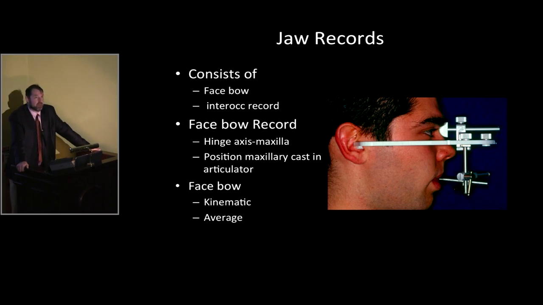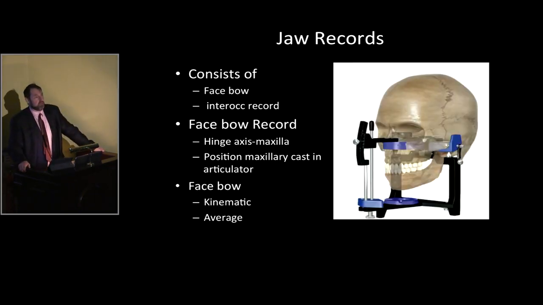What the facebow record does is it relates the hinge axis to the maxilla. In other words, it positions the maxillary cast in the articulator. You should be aware there are two sorts of facebow. There's a kinematic, very accurate facebow, but not used generally or frequently. And there's the average facebow, which is probably what you learned in dental school, a Whip Mix type facebow or an ear or a spring bow or whatnot by Hanau.